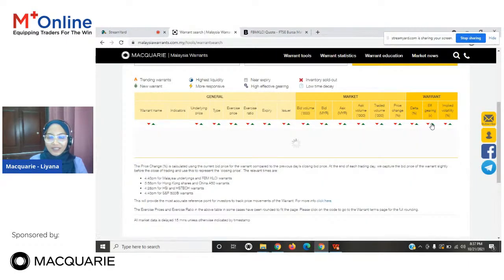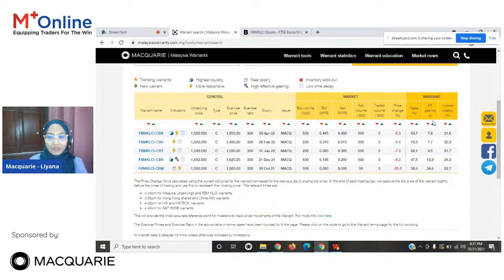Okay, kita tengok dekat effective gearing. Nampak semua? Effective gearing, macam saya cakap tadi, effective gearing tu macam gear kereta kan. Gear 1, gear 2, gear 3, lagi tinggi gear tu, lagi besar dia punya momentum pergerakan kereta tersebut kan. Lagi laju kan. The lowest effective gearing untuk call warrants ni adalah 7.6 times, and then all the way up to 34.6 times.